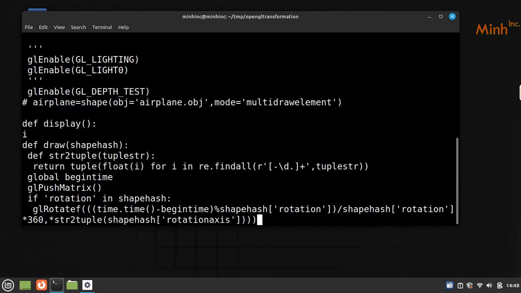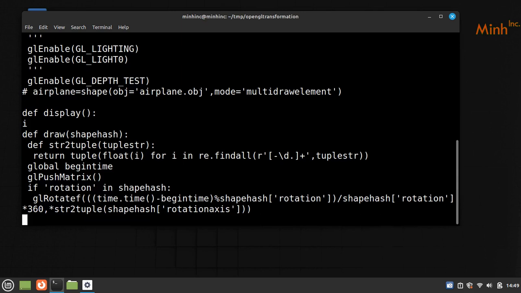Okay, so whatever time is over, minus the begin time, modulo shape hash rotation, divided by shape hash rotation into 360. So this much it has rotated, and then str to tuple shape hash rotation axis. I believe it will be 2 only. We'll see.